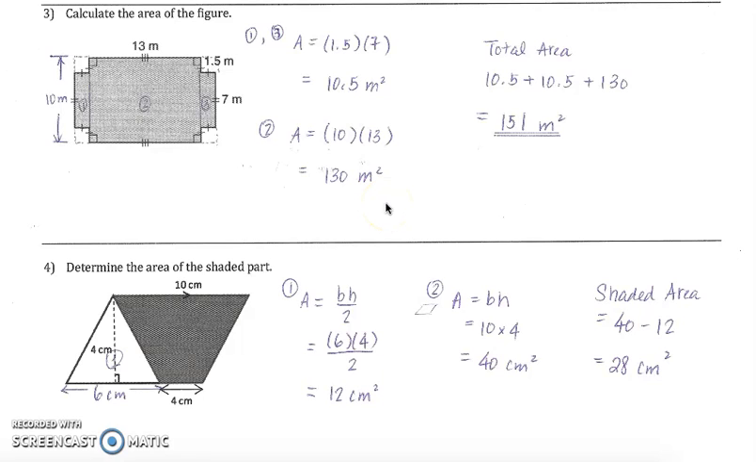So now we add the area of the three regions together. So 10.5 plus 10.5 plus 130, that's 151 square meters.